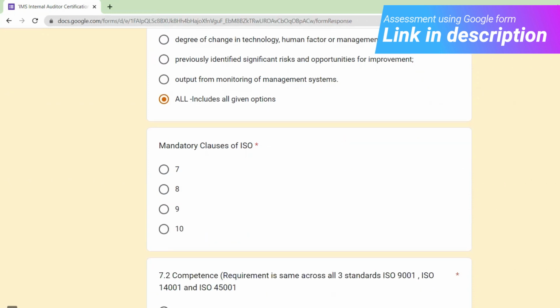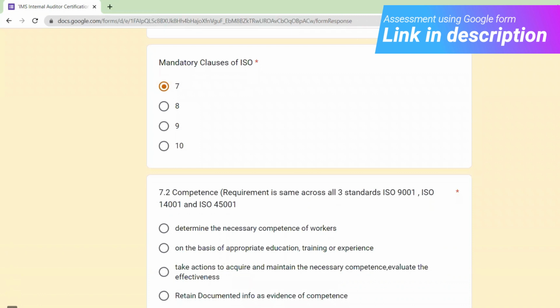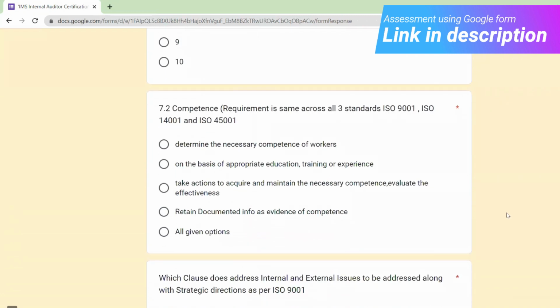The next question: mandatory clauses of ISO are 7. The first 3 clauses are non-mandatory. Then you have the next question. 7.2 Competence requirement is the same across all, right? Determine the necessary competence based on appropriate education, training, experience, take action, retain documented information, and all given options.